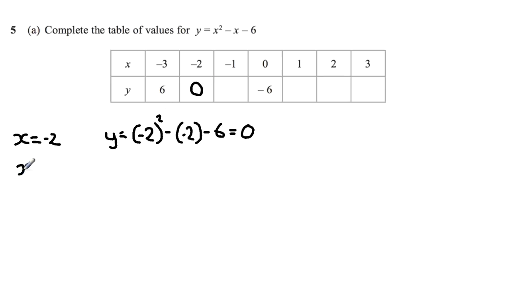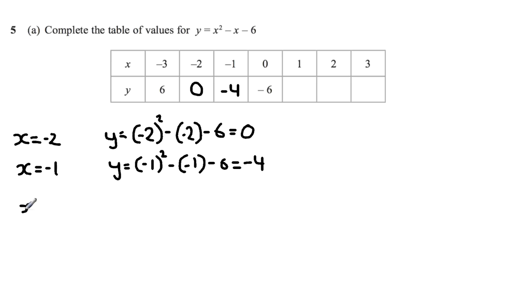Now when x is equal to minus 1, I'm going to repeat the same procedure again. So y equals (minus 1) raised to the power of 2, minus (minus 1), minus 6, equals minus 4. So we have minus 4. When x equals 1, again, substitute into the equation. So (1) raised to the power of 2 minus (1) minus 6, which equals minus 6. So we should have minus 6 over here.